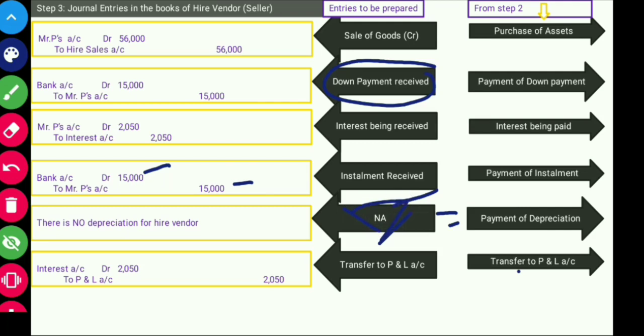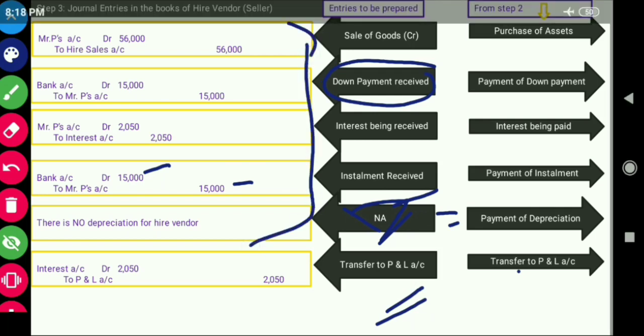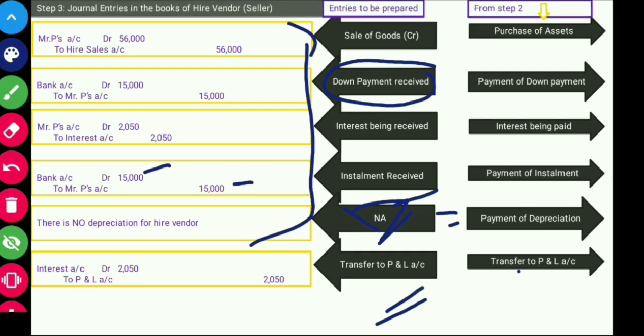So the last one is the profit and loss account. So we have to check the previous journal entries. Any transaction that may impact profit and loss has to be transferred. Here the only thing is the interest. That interest is of an income nature. That's why here the profit and loss comes in the credit and interest becomes a debit one. So transfer here, then we get the real net profit.